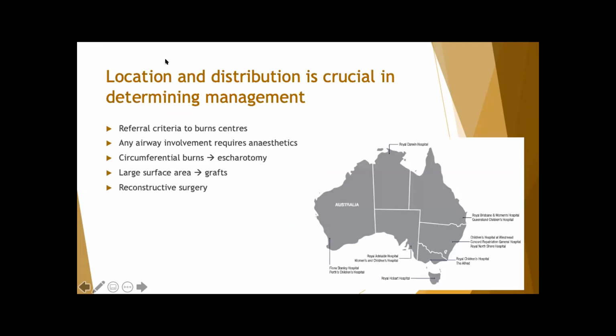Then I mentioned location and distribution is crucial. The reason is that you need to know if you're going to refer them to a burn center. The other reason is, as I mentioned before, if they've got circumferential burns, they're going to need special surgeries, so escharotomies. If they've got large surface areas, they're going to need grafts or reconstructive surgery as well.